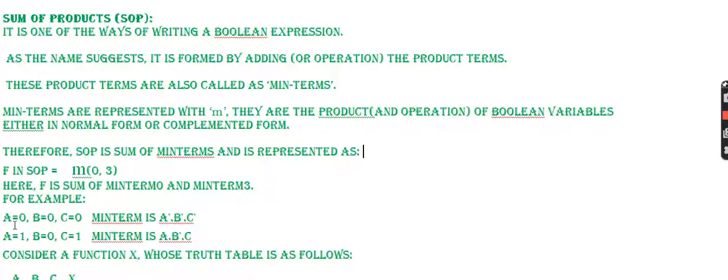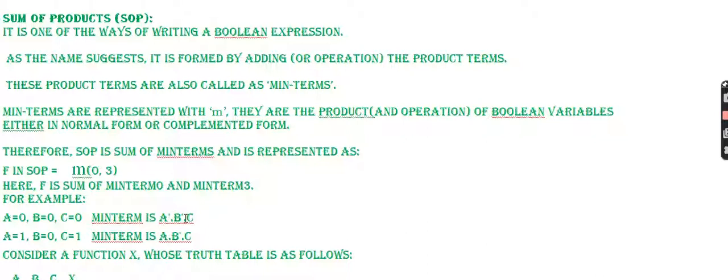For example, A0, B0, C0 means the min term is A bar B bar C bar. A1, B0, C1 means a combination, so the min term is A dot B bar dot C. For 1 we represent it as A itself, but B is 0, so we represent it in the form of B bar or B dash. C is 1, so C as it is. Here also A0, B0, C0 gives A dash, B dash, C dash. Are you observing this? The dash is there.